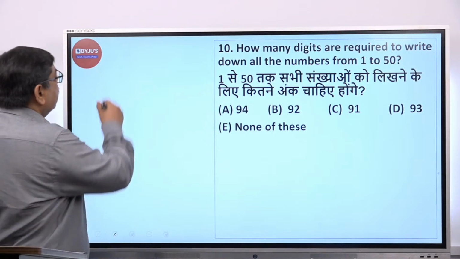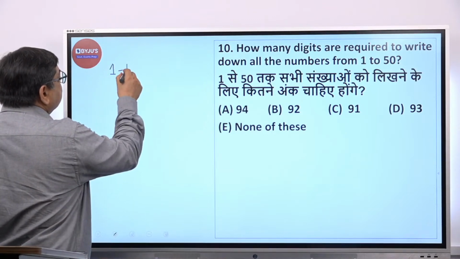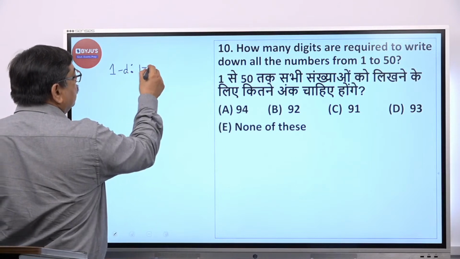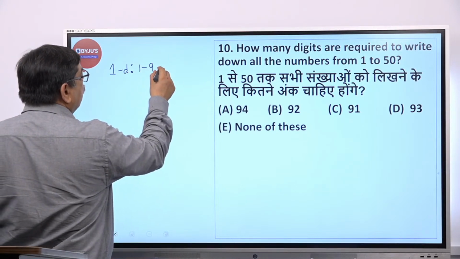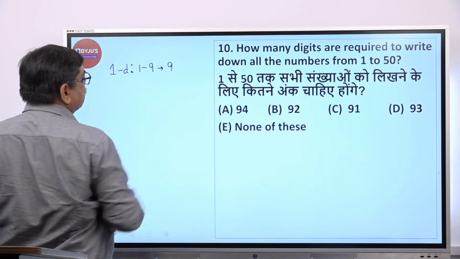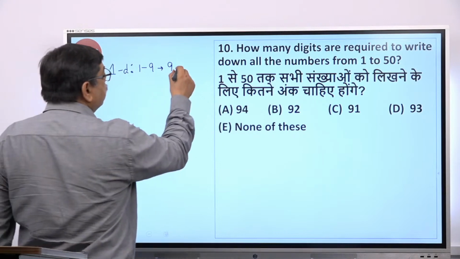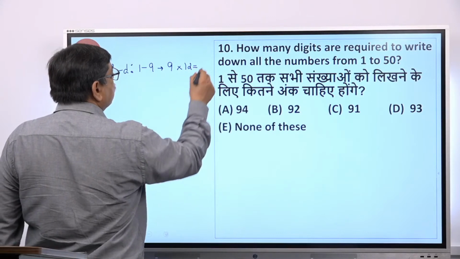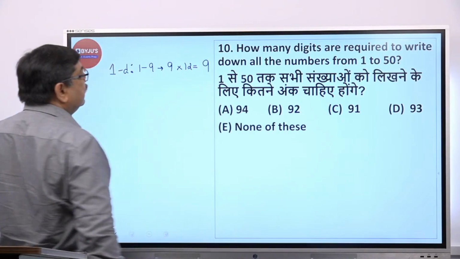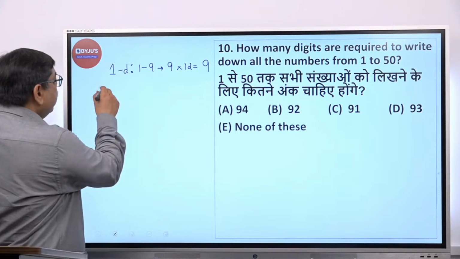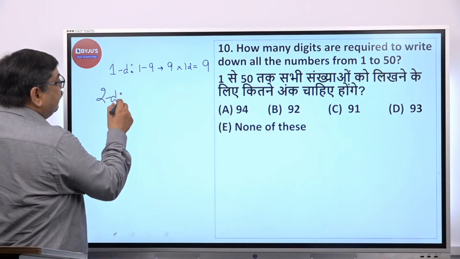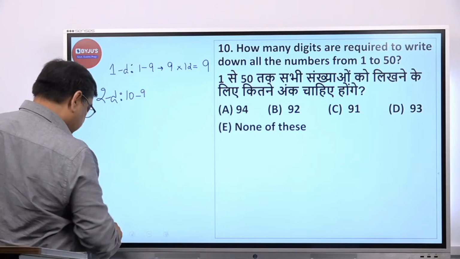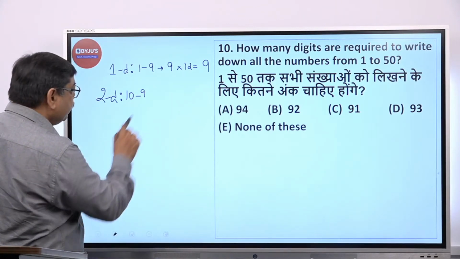So, one digit numbers are how many? Well, they are from 1 to 9. 1 to 9 are how many numbers? 9 numbers. In each of these 9 numbers, how many digits are there? Only one digit is there. All right. So, total number of digits? 9. Two digit numbers are from where to where? Here I have to write till 50, no?